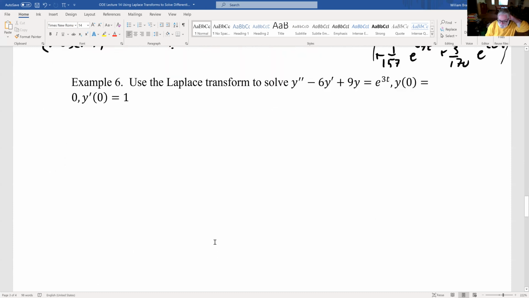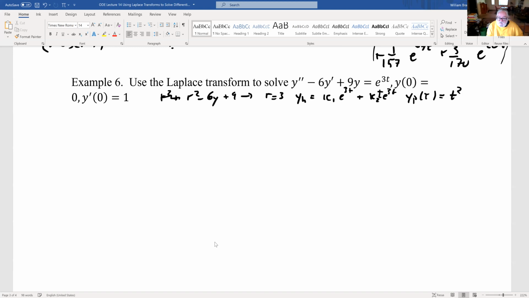So what about this one? y double prime minus 6y prime plus 9y equals e to the 3t. We know that the homogeneous equation is r squared minus 6r plus 9, which means that we have r equals 3 as our root. So our guess would be e to the 3t, but we already have e to the 3t. Our homogeneous solution would be k1 e to the 3t plus k2 t e to the 3t, because we have a repeated root. What would our guess be then? Our guess should be a constant times t squared e to the 3t. So we expect to have these kinds of terms in our solution.